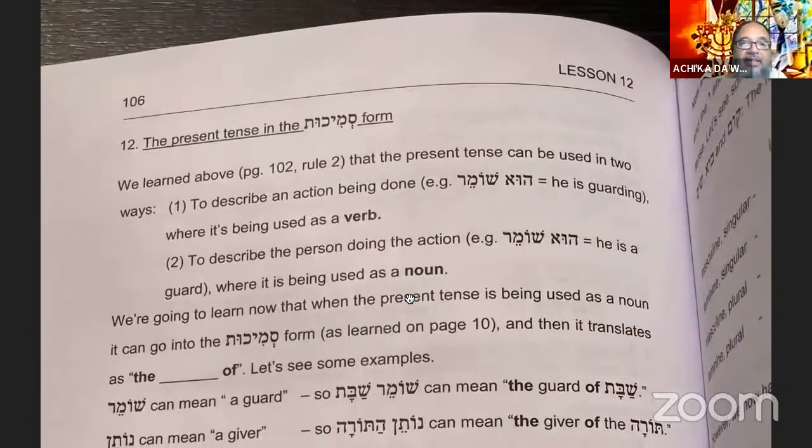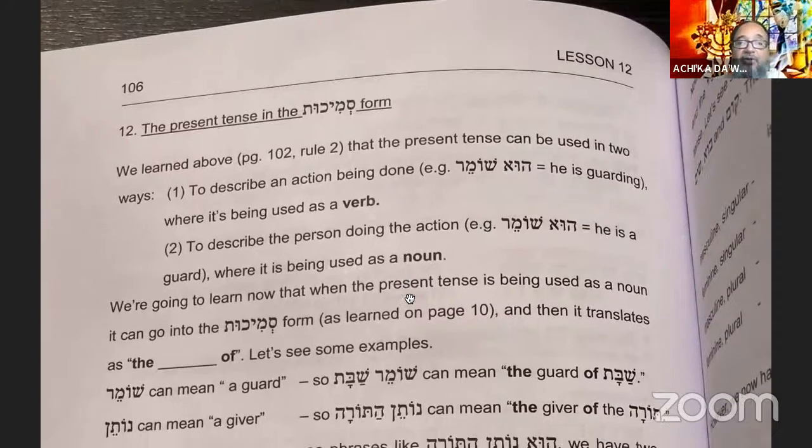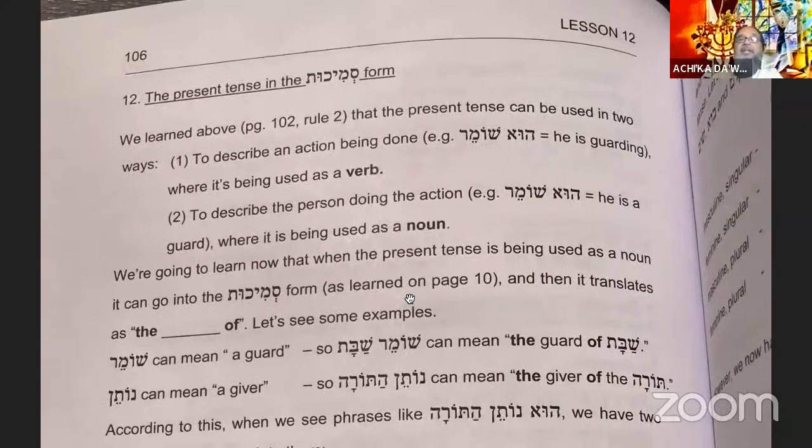The present tense, and they have here the samekh. What do you remember about the samekh? Probably nothing. We learned it, but you're not going to remember it. You just have to keep seeing it. That's why they keep mentioning these things.